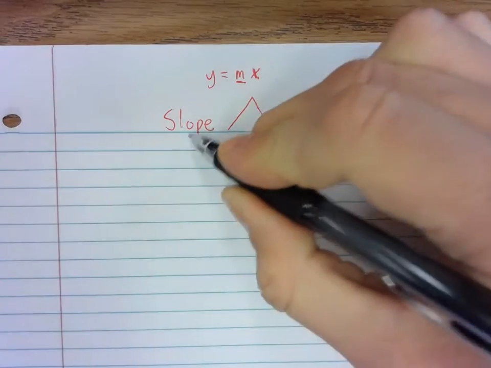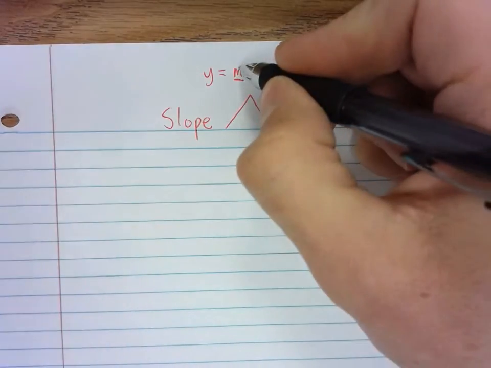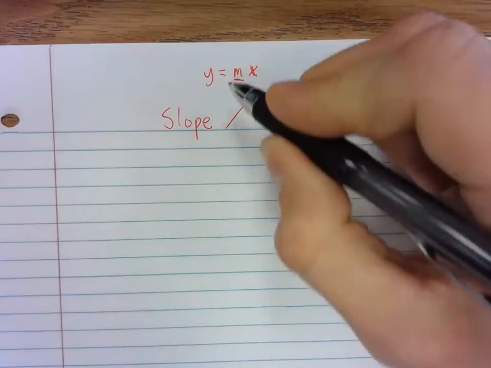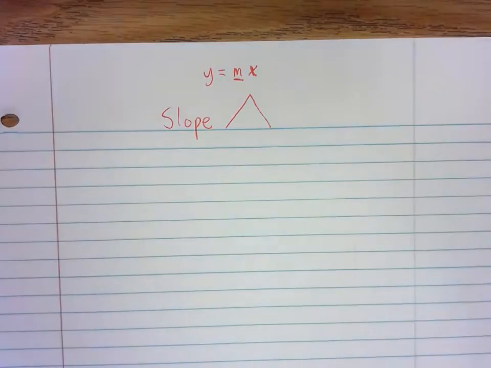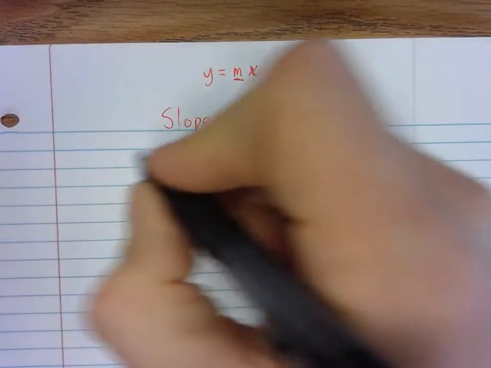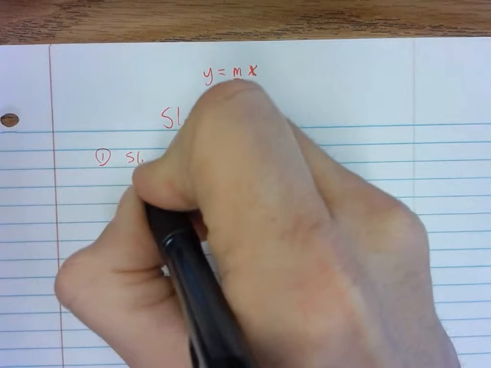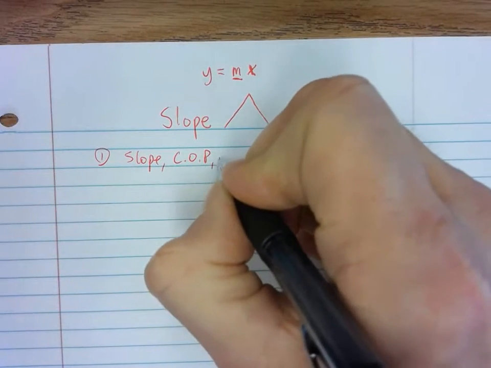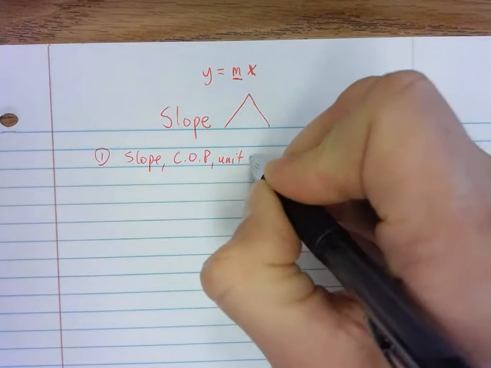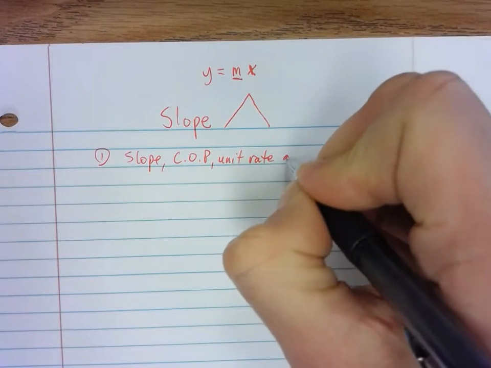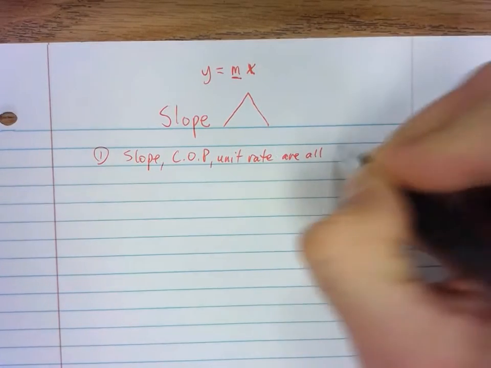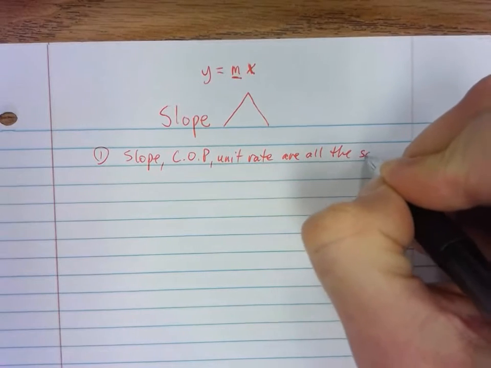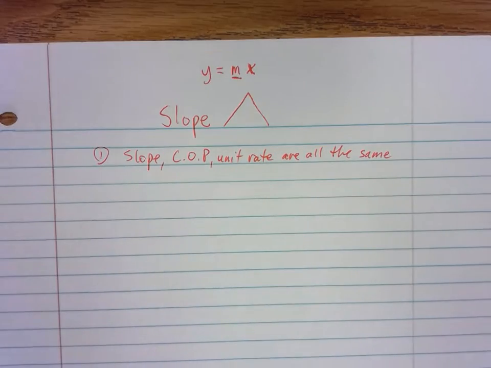We've talked about the fact that it can be a couple different things. We've said it can be the COP. We said it could be unit rate. Now, of course, we're going to talk about it being slope. So again, all those things are the same. Slope, COP, unit rate are all the same, just like granny, nana, meemaw all mean grandmother, okay?